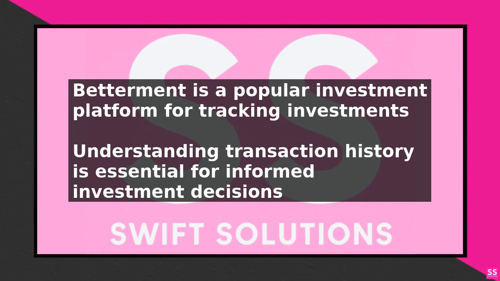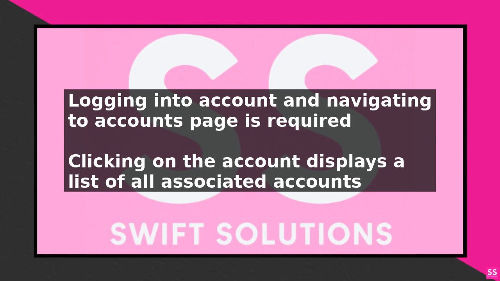To access your transaction history, start by logging into your Betterment account. Once you are logged in, navigate to the Accounts page where you will see a list of all your accounts. Click on the account you want to view the transaction history for. On the Account page, click on the Transactions tab. This will take you to a page that displays all the transactions for the selected account.